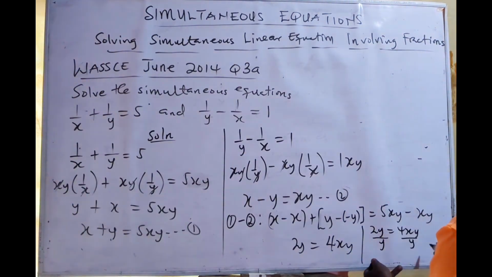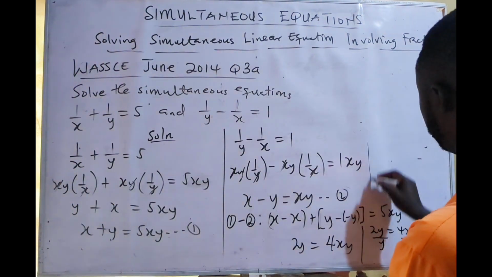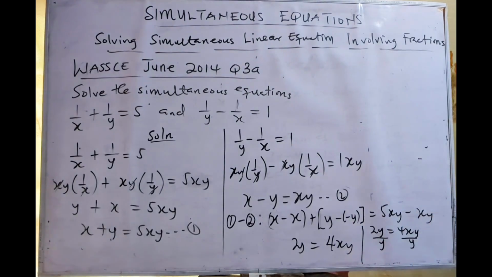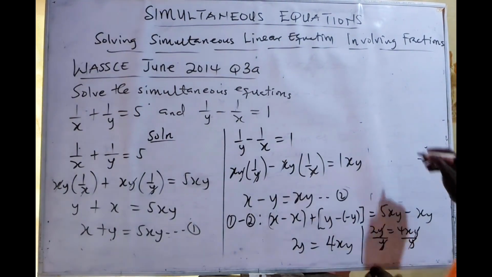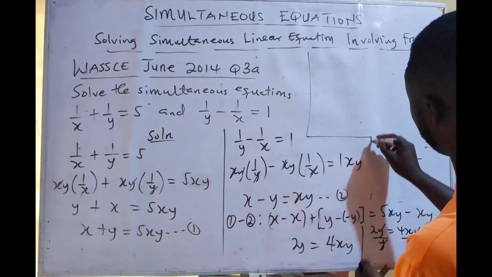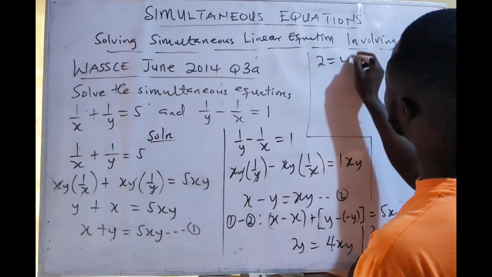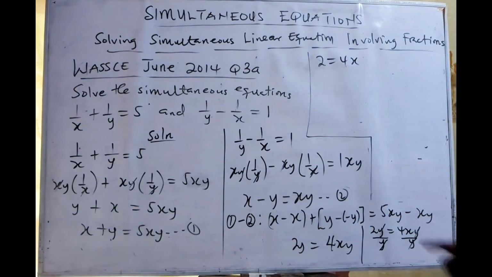y will cancel y. So that we are going to have what? y will take off y. So that we are going to have, let's continue from here. We are going to have 2 to be equal to 4x. Okay, y will take off, 2 to be equal to 4x.